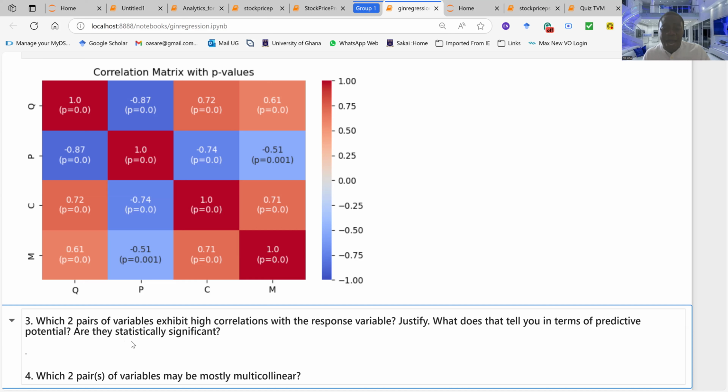Then the second one in the order of high is Q. And remember, why Q? Why are we taking Q? Because the question says response variable. The response variable is quantity. So that is the response variable. That's a Q. And you've got to look on that row, this row here, and you see that the next important one is 0.72, not 0.61. So that will be Q and C. That is how you answer that question. That is why the question says justified.